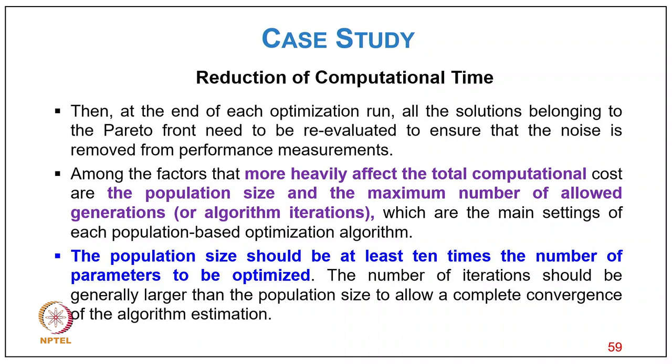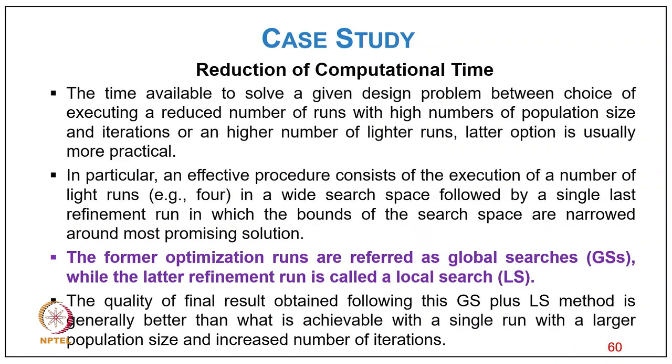Among the factors that most heavily affect the total computation cost are the population size and the maximum number of allowed generations or algorithm iterations, which are the main settings of each population-based optimization algorithm. The population size will be at least 10 times the number of parameters to be optimized. The number of iterations will generally be larger than the population size to allow a complete convergence of the algorithm.